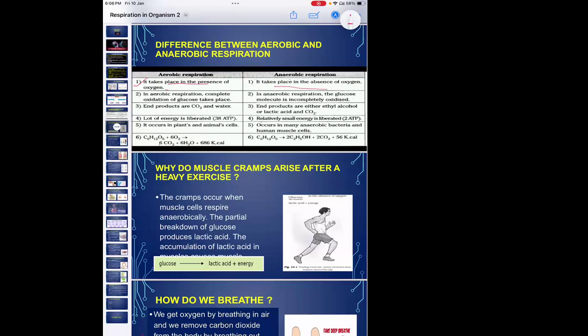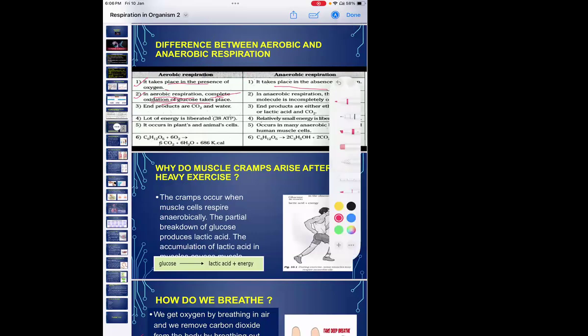The second thing, in aerobic respiration, complete oxidation of glucose takes place. So do you know, children, what we mean by complete oxidation? Any idea about that?